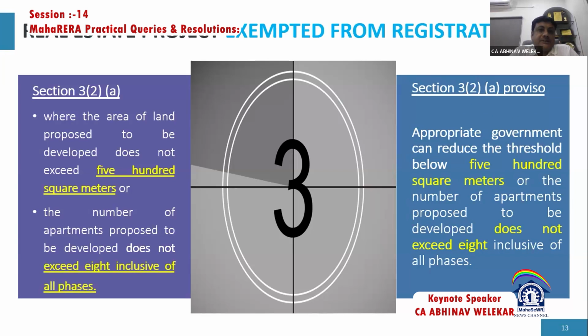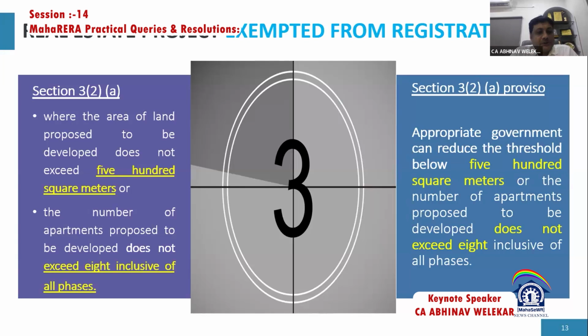You should understand that this act has been formulated and passed by the central government, and it is implemented by the state government. So what has been specified in the act is passed by the central government. So what are the exemptions that the central government has given?